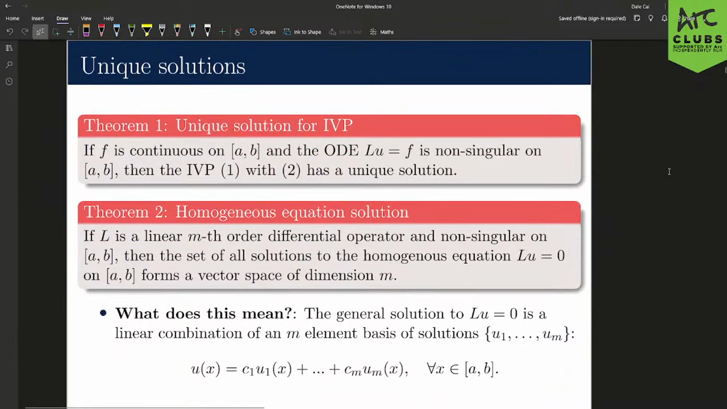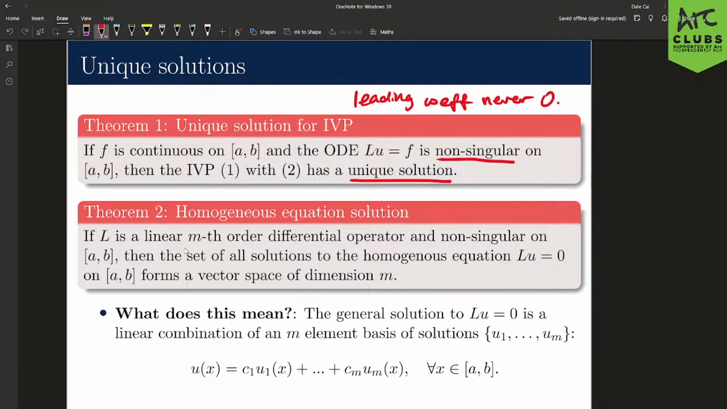Okay, so here are some theorems. If f is continuous and non-singular, so remember that means the leading coefficient is never 0 over this interval, then the initial value problem has a unique solution. This is obviously very nice.